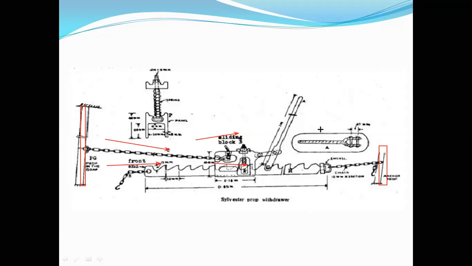If you gradually operate it, right? It's some kind of cranking kind of thing. If you operate the lever in a phased manner, step by step, it will come towards this side, which will pull out this prop from the erected place, so that we can take it out. So this is exactly the principle of operation of the Sylvester prop withdrawer. So look at here.